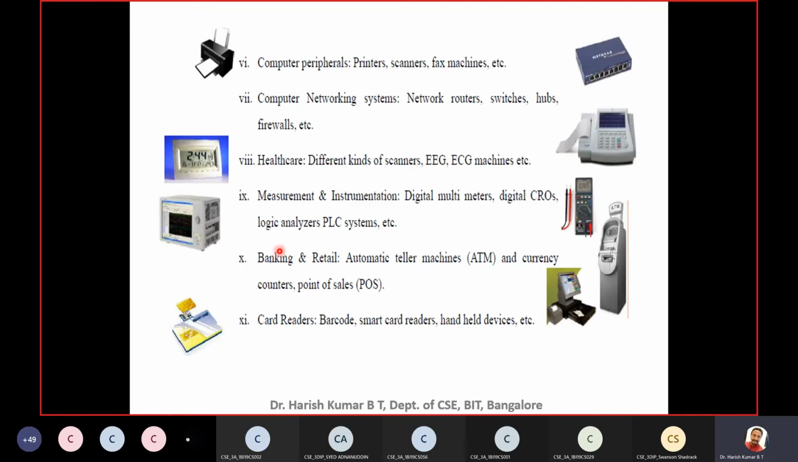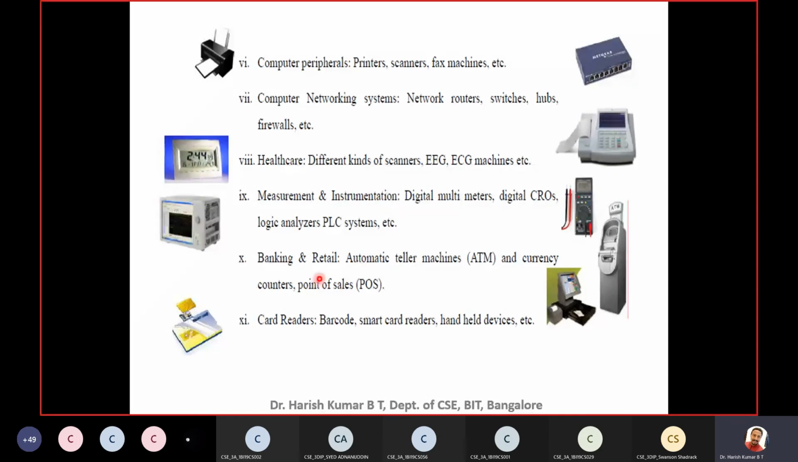And what about CROs, digital CROs, which you are seeing here? They also have a microcontroller. And there is something called logic analyzers, PLC systems, the programmable logic control system. I think the picture is not there. Even those things are also measurement and instrumentation systems.